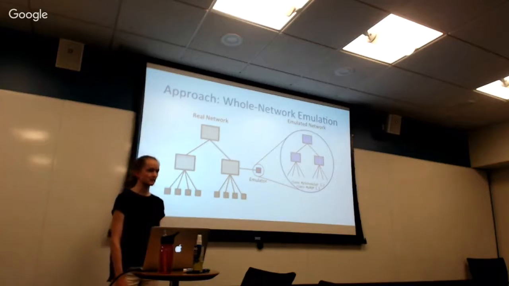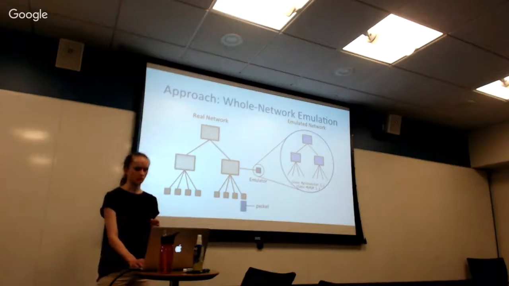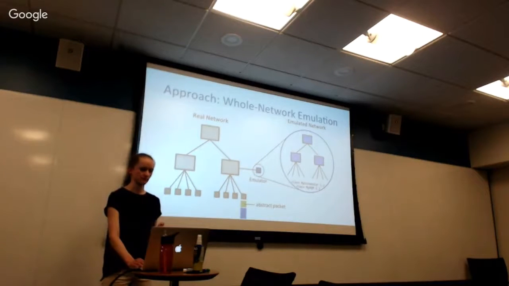So how exactly does this work? When an endpoint sends a packet, Flexplane intercepts it before it is sent out onto the NIC and constructs an abstract packet. An abstract packet is a concise description of the packet. It includes the source, destination, and any other header fields needed by the resource management scheme. The endpoint sends this abstract packet to the emulator.